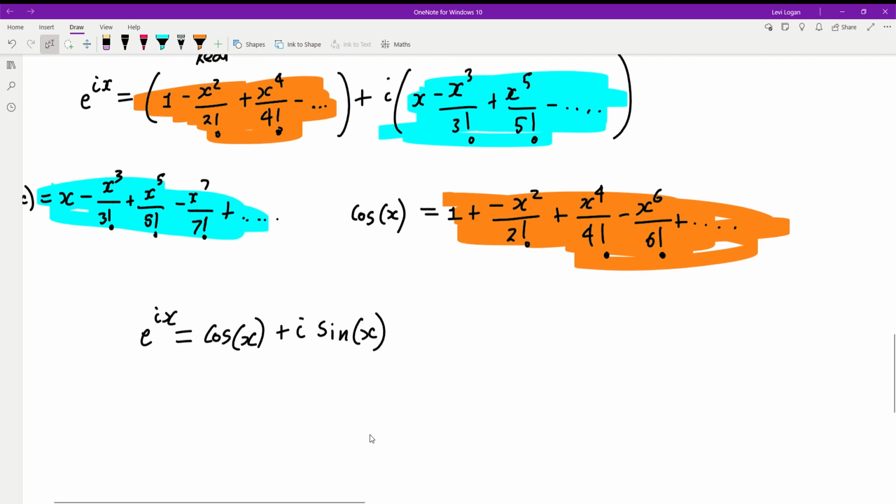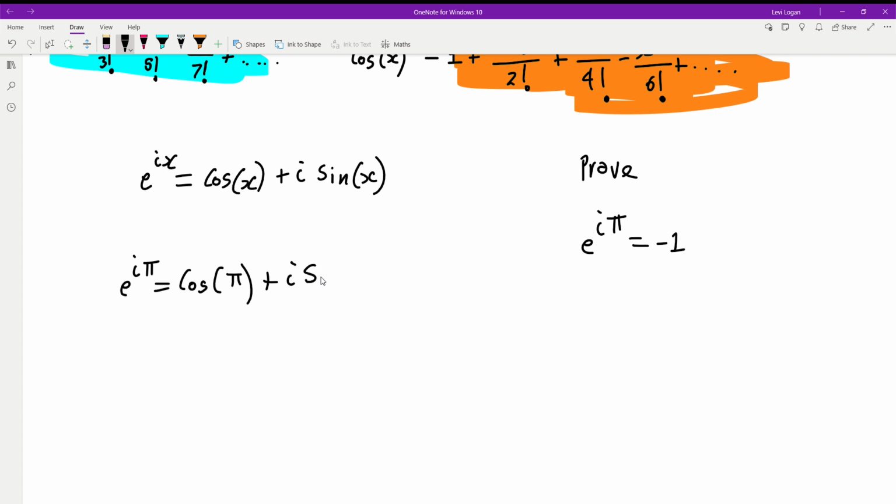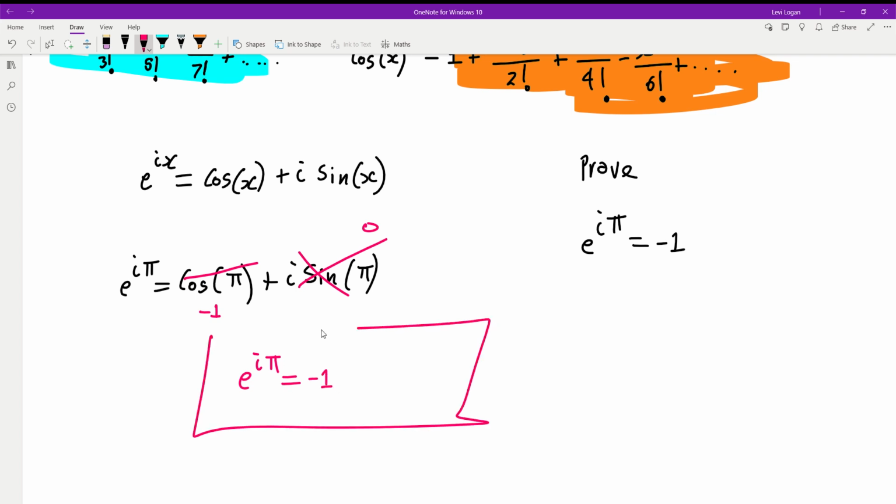Righto. And we wanted to prove, this is our initial statement, e to the i pi is -1. So all we're going to do is replace x with pi. So e to the i pi, substitute pi into here, and pi into here. Due to the unit circle, we know that's 0, and we know this here is -1. So therefore, e to the i pi is equal to -1. And that is the proof done.